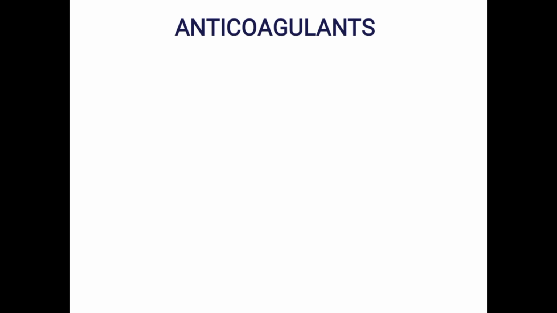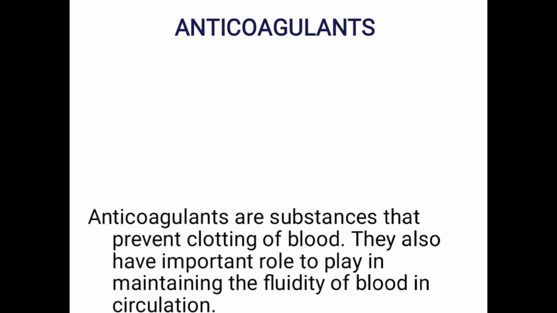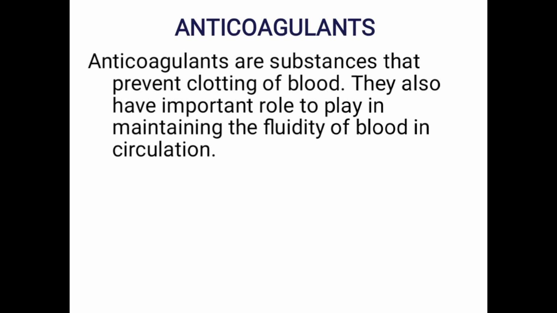Okay, so the next one is anticoagulants. So, coming to anticoagulants, anti means against coagulants. So, it is preventing the coagulation. Okay. So, anticoagulants are substances that prevent clotting of blood. They also have an important role to play in maintaining the fluidity of blood in circulation. So, that means these substances prevent the clotting of blood and also keep the blood in fluid state.